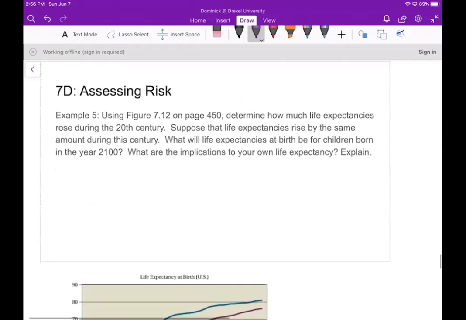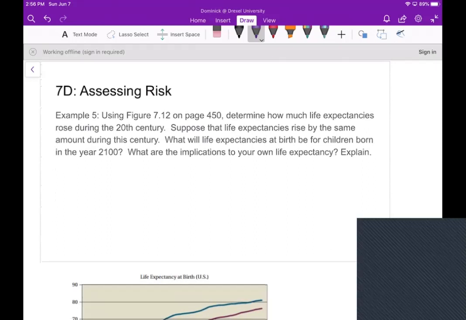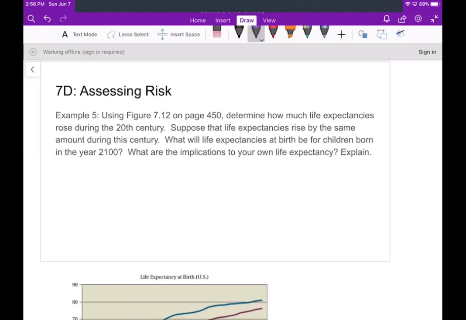Okay, now in the next example, we're going to determine how much life expectancies rose during the 20th century based on this graph. Now, we're also going to suppose that life expectancies rise by the same amount during this century. And of course, what will the expectancies at birth be for children born in the year 2100? And what would the implications be towards our own life expectancy? It could be something to think about.